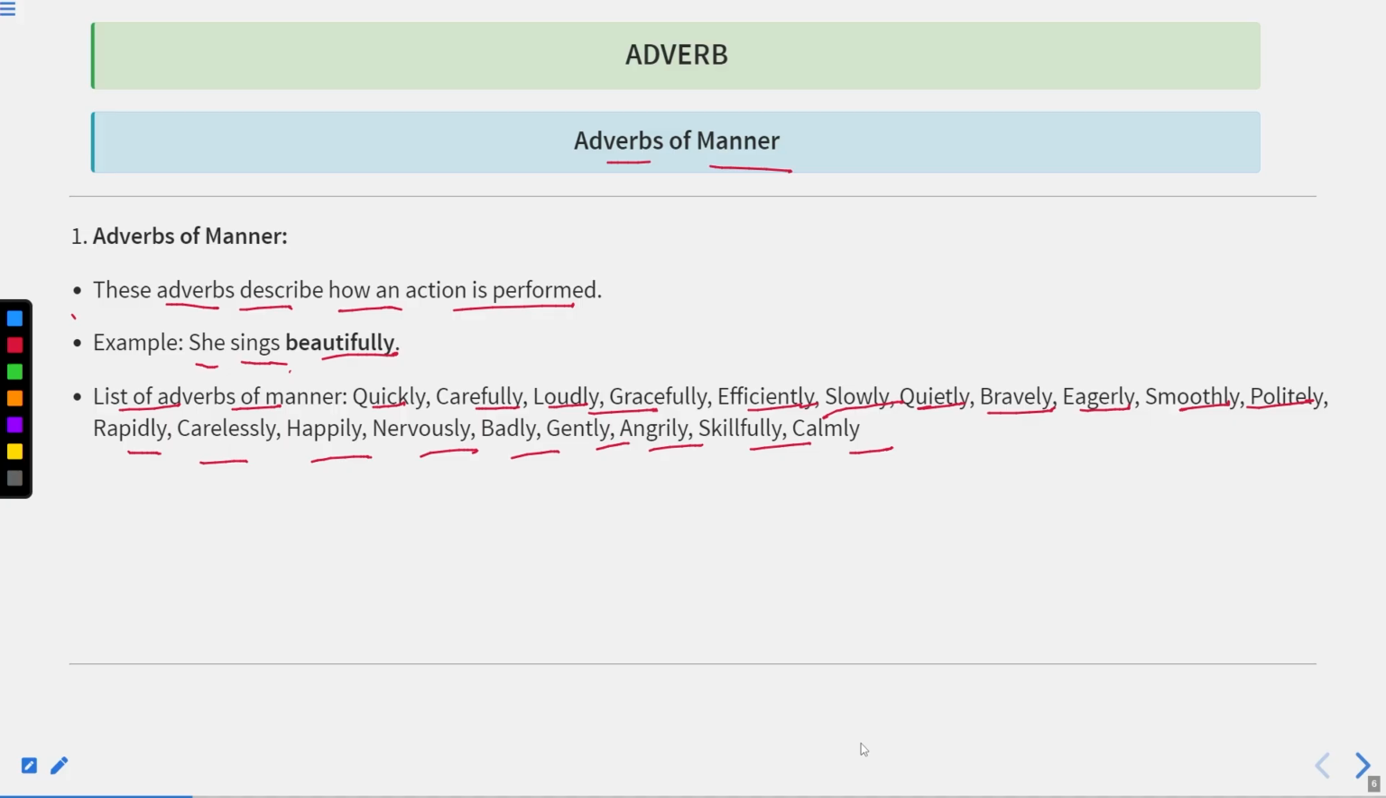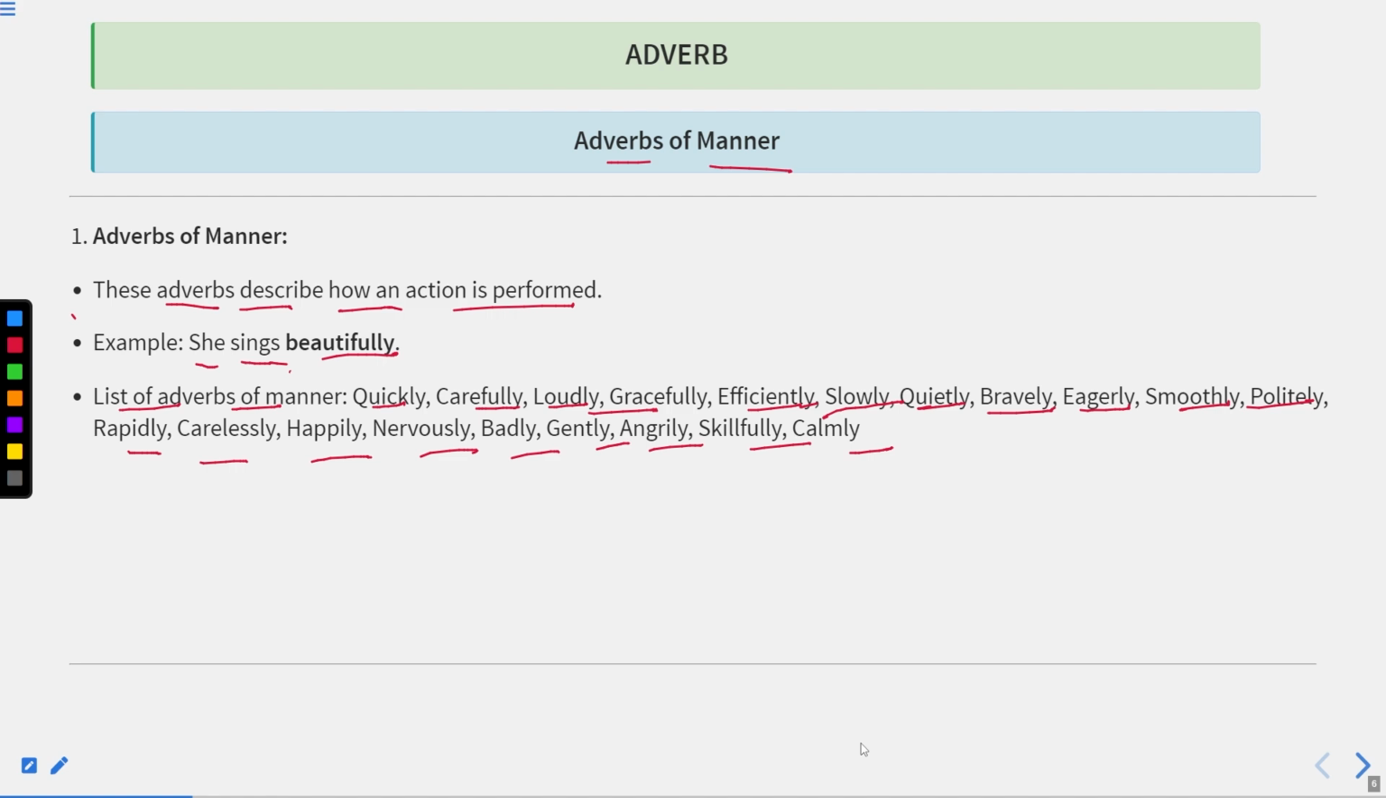Okay, happily when you are very happy, nervously when you are nervous, badly means in a bad manner, gently means in a good or gentle manner, angrily in anger, skillfully, calmly. Okay, calmly means with peace, or skillfully means showing some tricks.